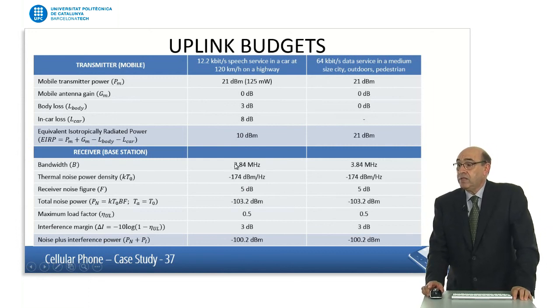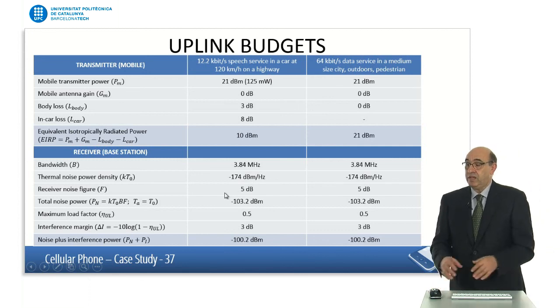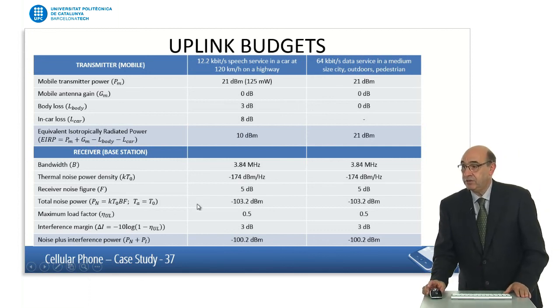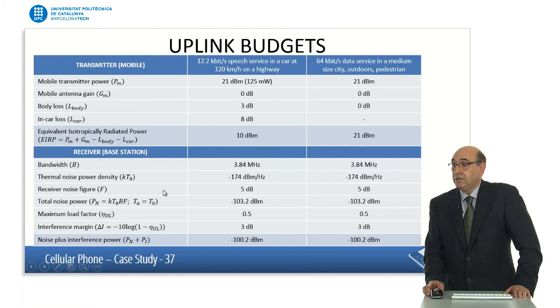And with this bandwidth, the first thing we can find is the thermal noise power density, which is K times T naught. And this gives you minus 174 dBm per hertz. Now, we take on the base station a receiver noise figure. This is now for the base station. Before it was for the mobile phone. And the noise figure of the base station is 5 dBs.